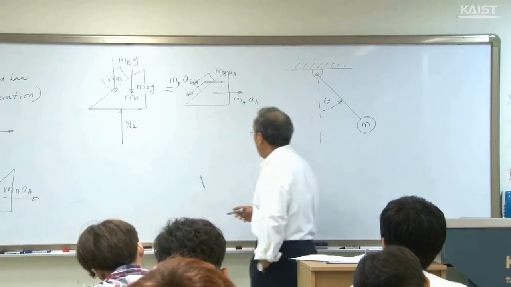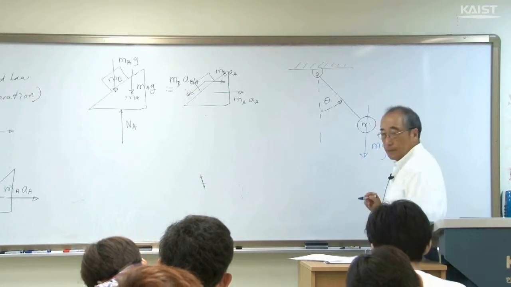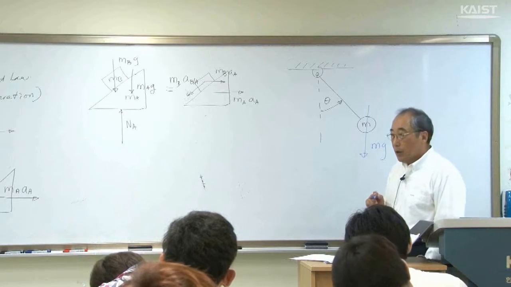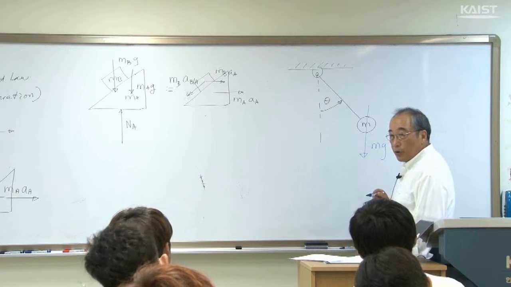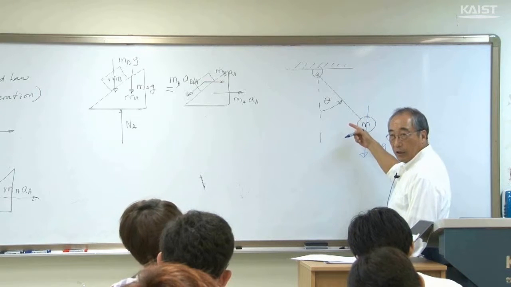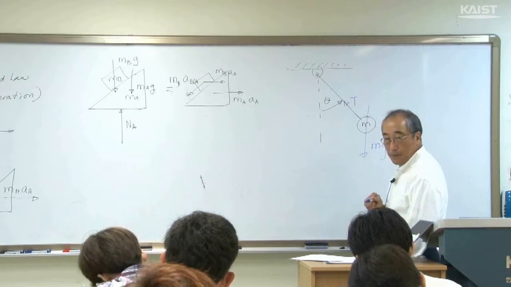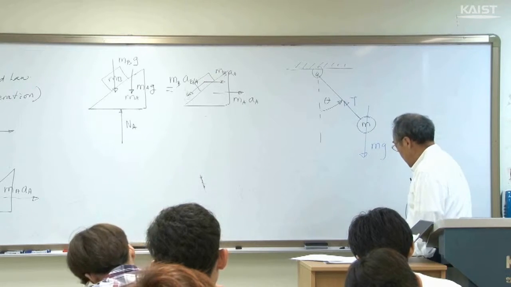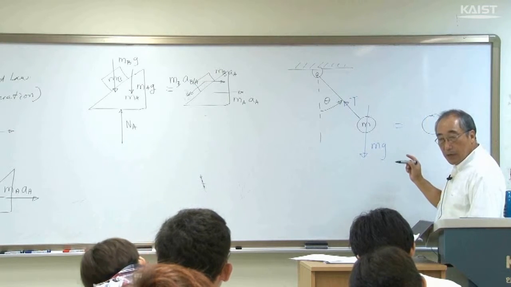So, the force acting on this system would be mg, due to the presence of the gravitational force field. Because I am freeing the mass to apply Newton's second law, I have to cut this taut string and visualize this tension. Okay? And then that is equal to Newton's second law says mass times acceleration.